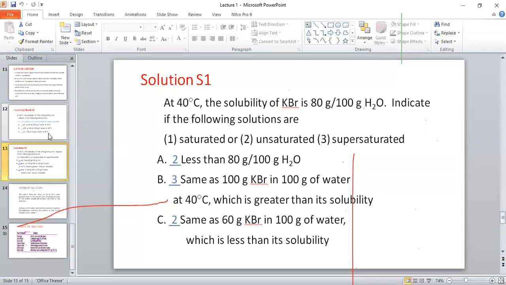So if we look at B, 200 grams of potassium bromide in 200 grams of water is the same as 100 grams of potassium bromide in 100 grams of water. So we see that this is higher than what is supposed to be. It's greater than its solubility, and so that is supersaturated. Saturated is just the same as the solubility. And then the C here is also 2, unsaturated.